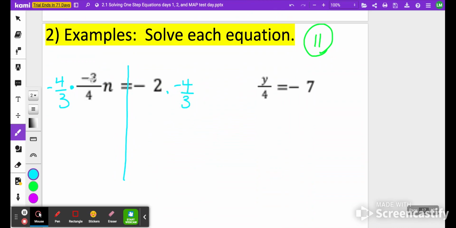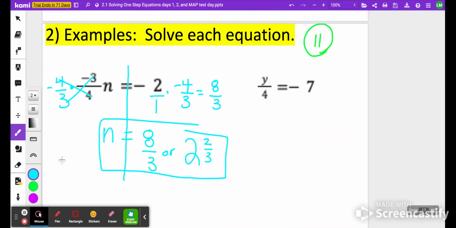The negative 4/3 times negative 3/4 actually equals positive 12 over 12, which is equal to 1. So my left side is now equal to n. But over here, I'm going to have negative 2 over 1 times negative 4 over 3. Negative 2 times negative 4 is a positive 8 with a 3 on the bottom. So I can see my answer is 8/3, or for some of you who like mixed numbers, that would be 2 and 2/3.